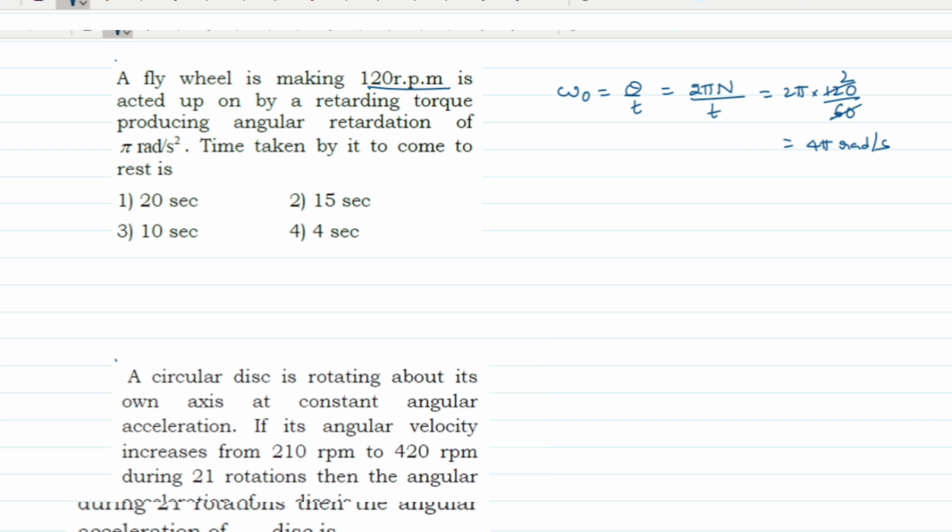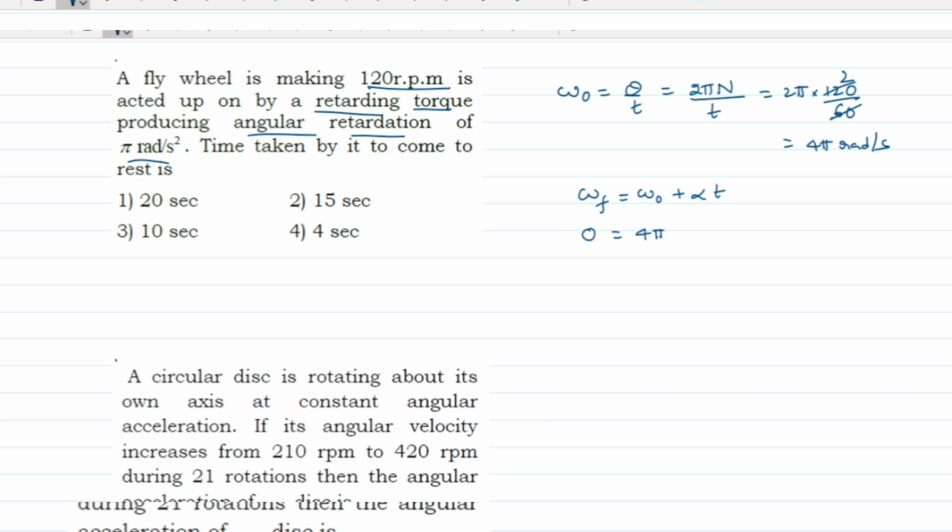Now omega final. The flywheel is acted upon by a retarding torque, producing an angular retardation of pi radian per second square. Let us calculate the time taken by it to come to rest. So omega final equals omega initial plus alpha into t. This is the formula. Finally it comes to rest, so the final angular velocity will be 0. Initial angular velocity we have calculated as 4 pi.